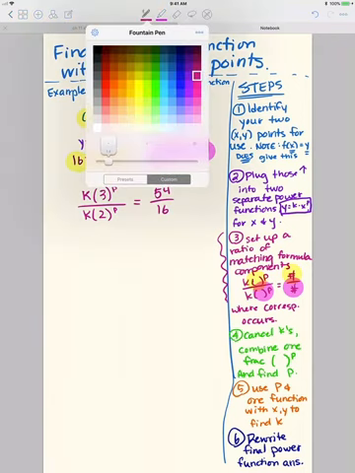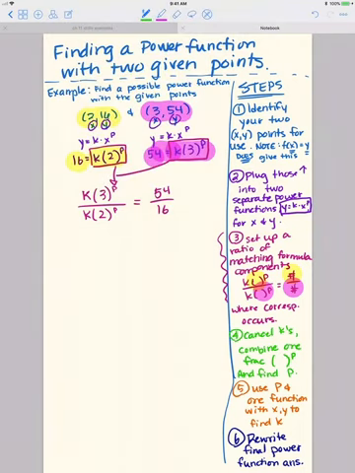The next step is you just cancel the k's, because you can. K over k divides to 1, and you don't need them because it's going to be the same constant. And then, since it's 3 to the p over 2 to the p, you can rewrite that as 3 over 2 to the p equals 54 over 16. I'm going to simplify that 54 over 16, because you can, and then you'll be able to see more easily what the power is. 54 over 16, they'll both divide by 2, and when you do that, you get 27 over 8.